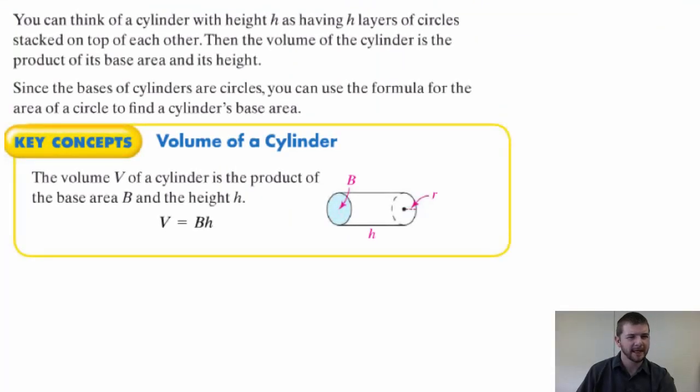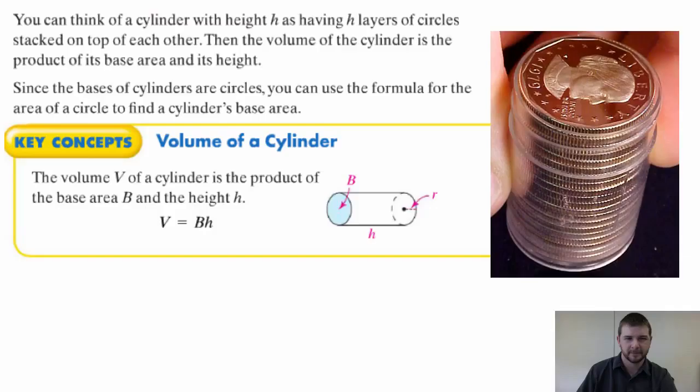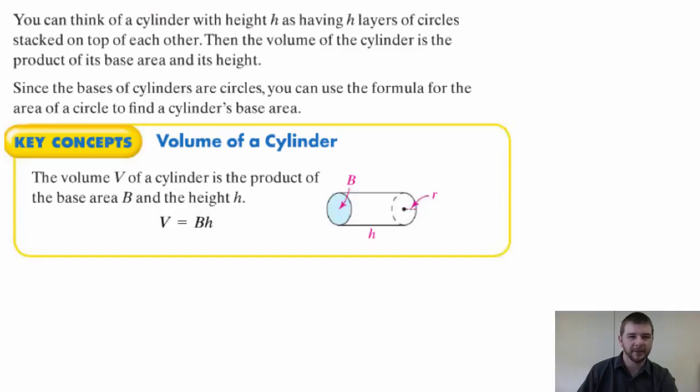Think of a cylinder with height h as having h layers of circles stacked on top of each other. Then the volume of the cylinder is the product of its base area and its height. Since the bases of cylinders are circles, you can use the formula for the area of a circle to find a cylinder's base area. And we'll denote that capital B once again.